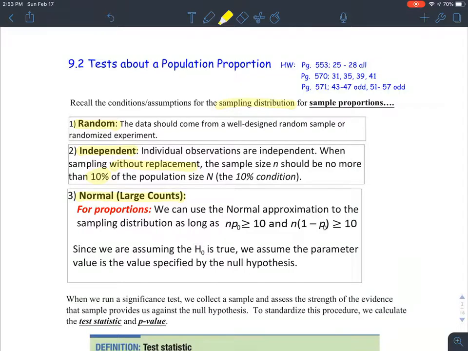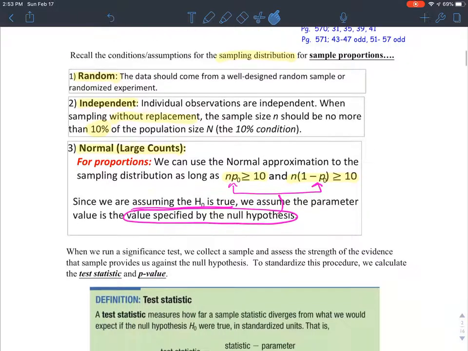So when we're doing the large counts condition, what we're technically checking is that the number in our sample times p, the number of successes, as well as the number of failures, will always be greater than 10. Take note that there's a little p sub 0 used here. Since we always do these significance tests under the assumption that the null hypothesis is true, whatever value is specified by the null hypothesis as the claimed proportion, that's what you're going to use for the p in this large counts condition.